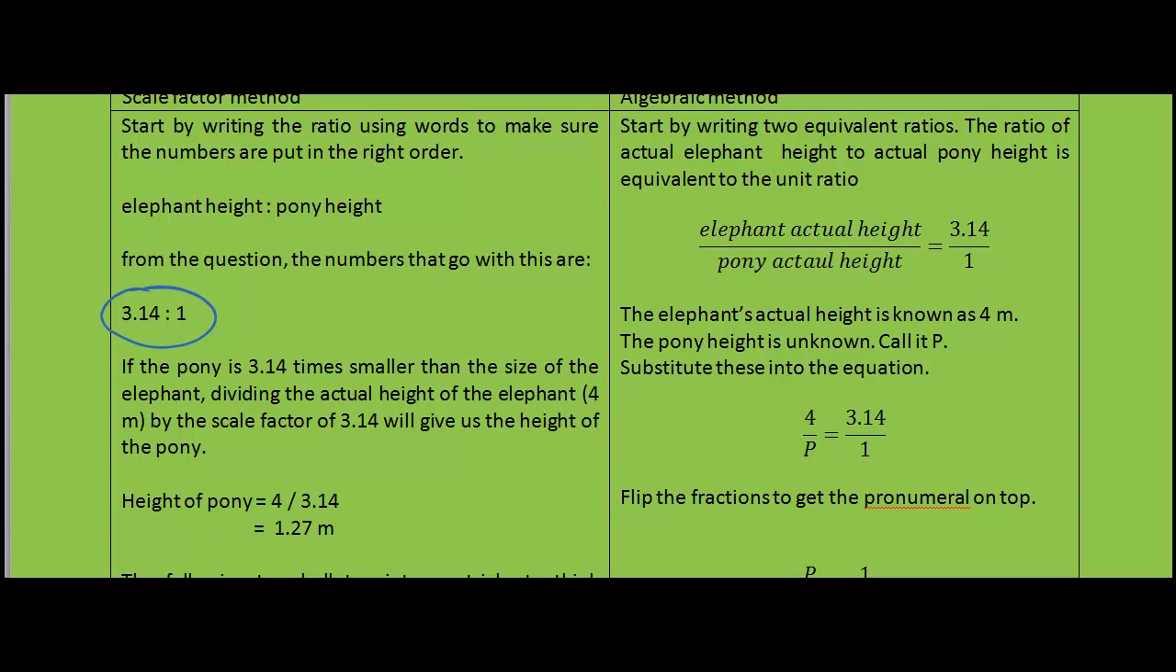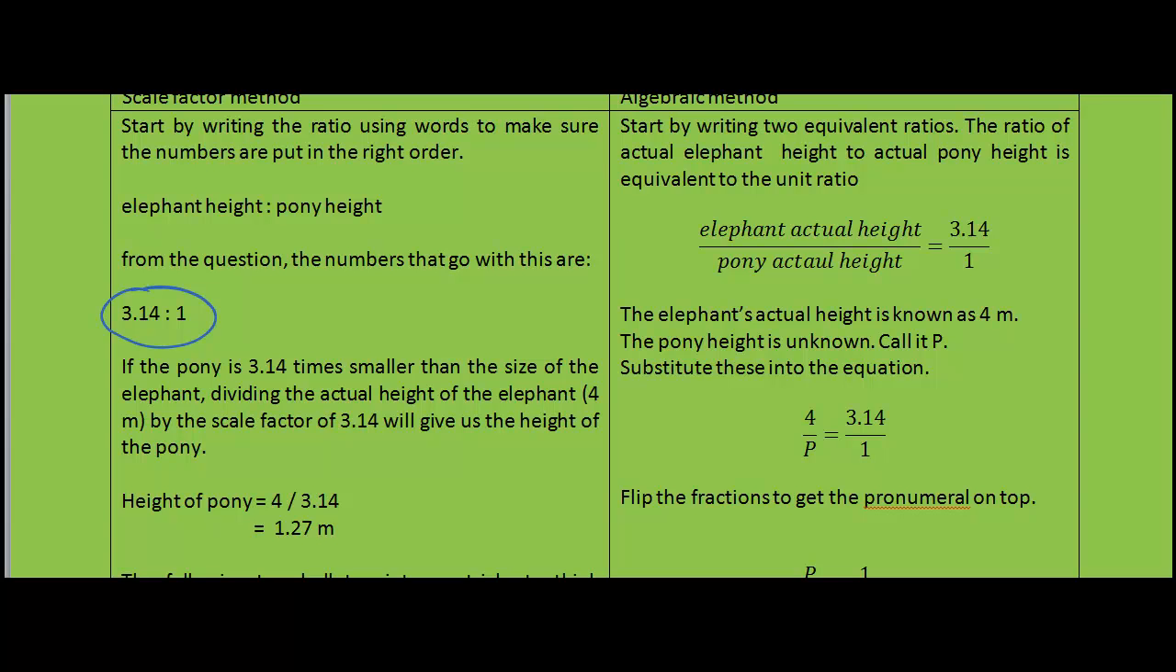As we do in algebra, when we don't know a certain quantity, we give it a symbol. Let's call the height of the pony, which we are not sure of, P. If we substitute the number 4 and the letter P into our ratio, we will end up with 4 divided by P is equal to the unit ratio 3.14 is to 1.